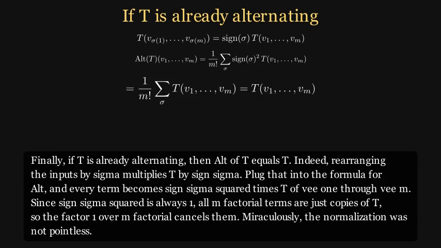Finally, if t is already alternating, then alt of t equals t. Indeed, rearranging the inputs by sigma multiplies t by sign sigma. Plug that into the formula for alt, and every term becomes sign sigma squared times t of v1 through vm. Since sign sigma squared is always 1, all m factorial terms are just copies of t. So the factor 1 over m factorial cancels them. Miraculously, the normalization was not pointless.